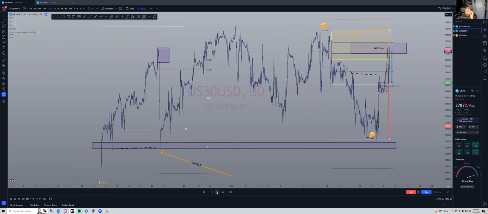That is where sellers are going to start to step in. Okay. The number one rule of this strategy is make sure that liquidity is below you in this situation. Let the market take out liquidity, then find a reason to sell.